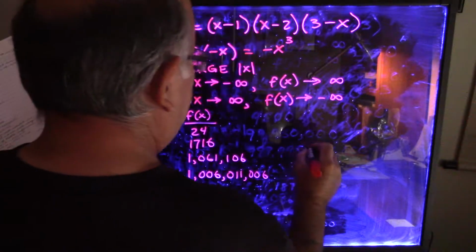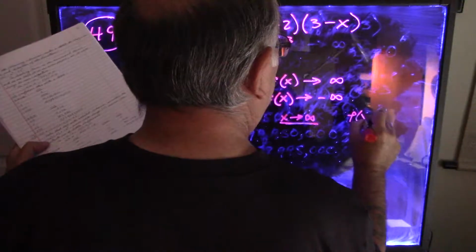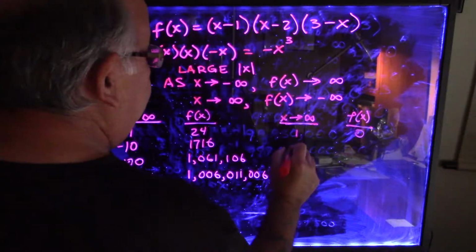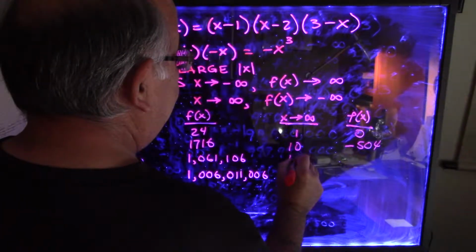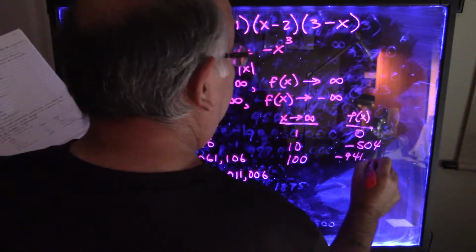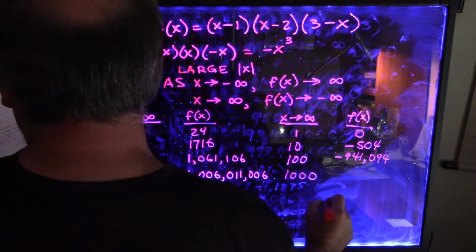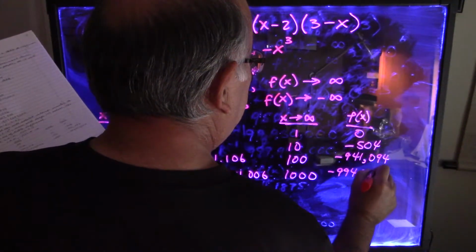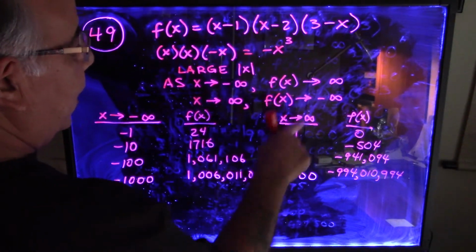How about if x goes to positive infinity? And f of x. Okay, so if x is 1, f of x is 0. If x is 10, f of 10 is negative 504. If x is 100, f of x is negative 941,094. One more. If x is 1,000, f of that is negative 994,000,000. So yes, it is going to negative infinity as we expected.